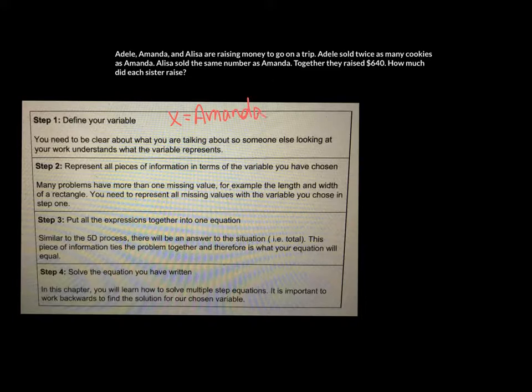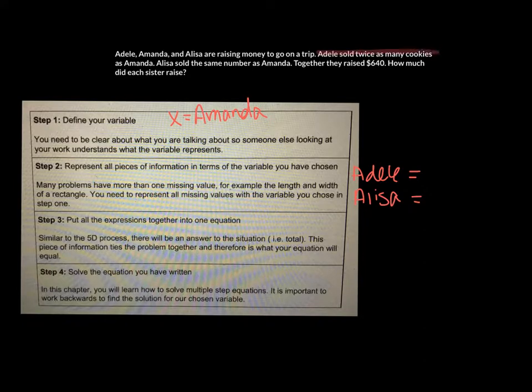Now that's the only variable I'm going to use through this whole problem, but I'm going to use it more than once. Because in the next step, I have to represent all the pieces of information in terms of that variable I just chose. I chose X to represent Amanda. The other people in the situation, Adele and Alyssa, I need to represent in terms of X, or in terms of Amanda. So come back up into the problem and read.